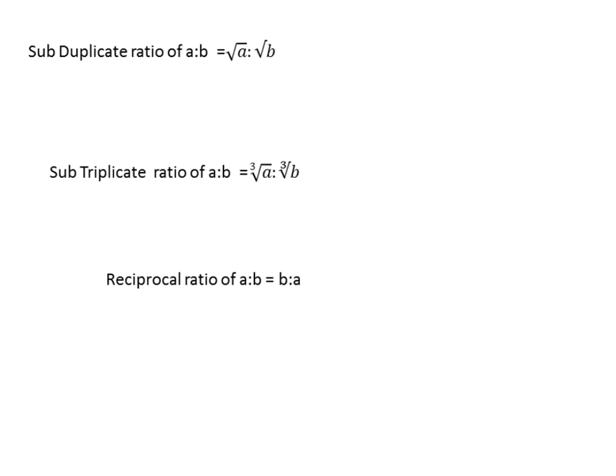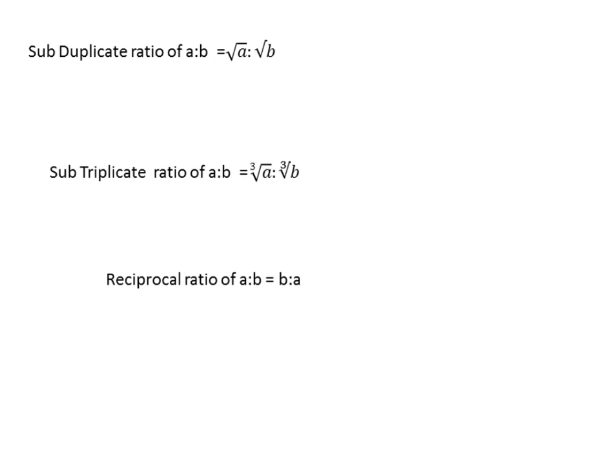Now we come to the next topic, sub-duplicate ratio. When I am adding sub in front of duplicate, instead of taking a square we will take a square root. So the sub-duplicate ratio of A is to B is under root A is to under root B, and the sub-duplicate ratio of A is to B cube will be cube root of A is to cube root of B. Similarly, we will have reciprocal ratio. Reciprocal ratio of A is to B is equal to B is to A.